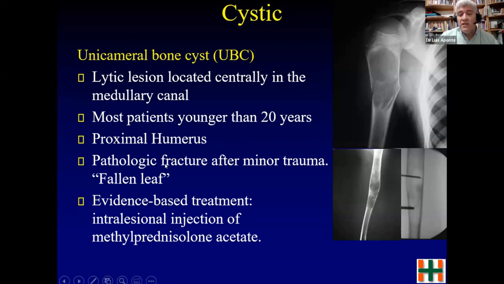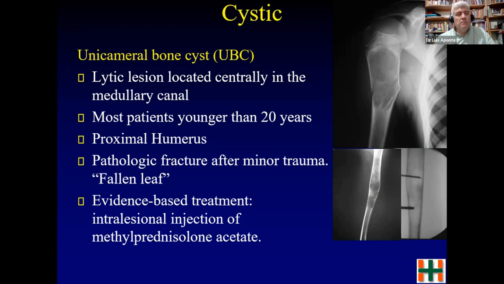But when you have a fracture, because the liquid goes away from the bone, you have like here, you can see here, it's the fallen leaf. You see fragments of bone that go down, because it's empty. That's pathognomonic of the UBC. So the only evidence-based treatment, you can put whatever you want.